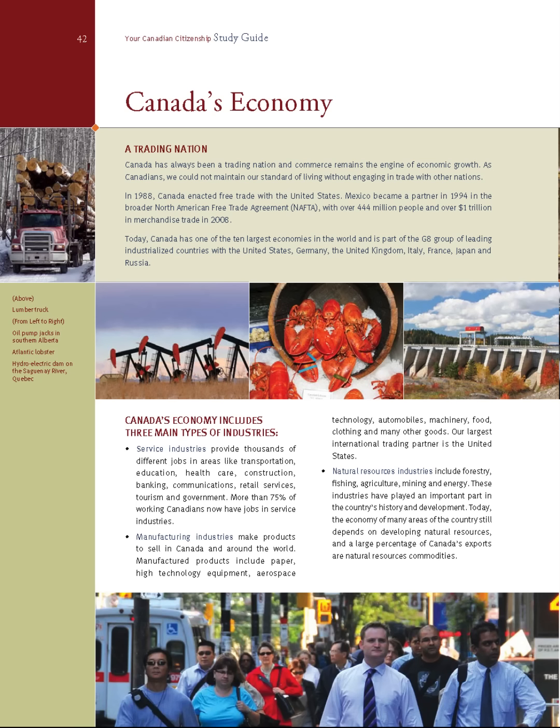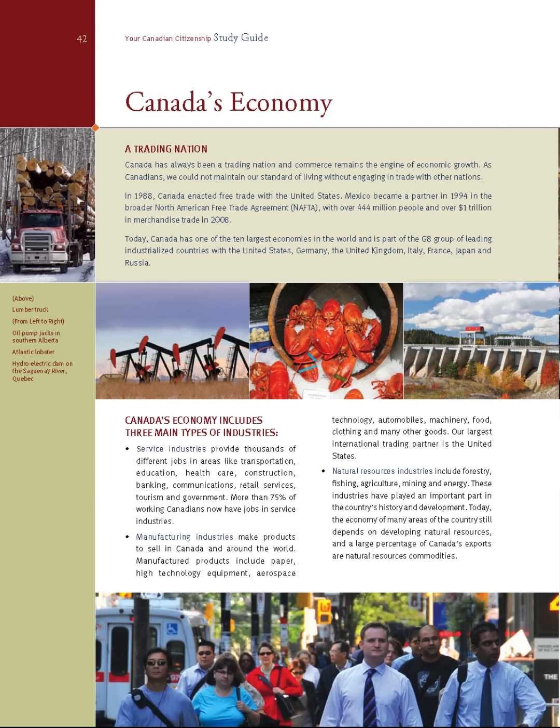Today, Canada has one of the 10 largest economies in the world and is part of the G8 group of leading industrialized countries with the United States, Germany, the United Kingdom, Italy, France, Japan, and Russia. Canada's economy includes three main types of industries. Service industries provide thousands of different jobs in areas like transportation, education, healthcare, construction, banking, communications, retail services, tourism, and government. More than 75% of working Canadians now have jobs in service industries.